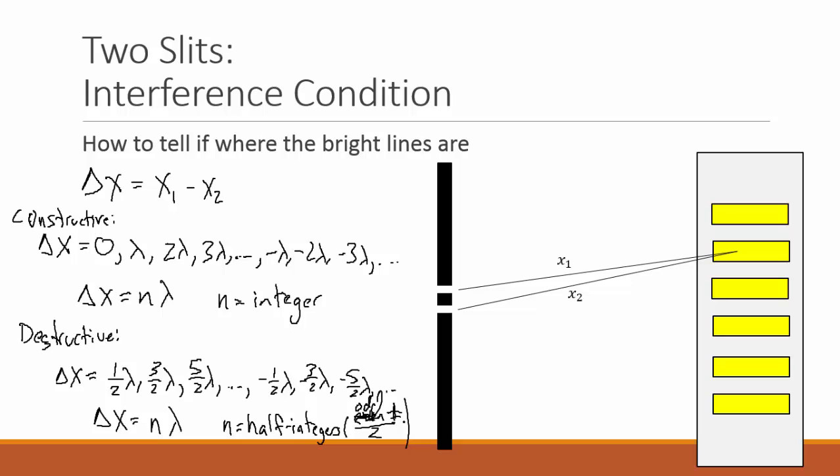Okay, so this is where you have to be in order to have constructive or destructive interference. And it's true for light or for water waves. Either one is true.